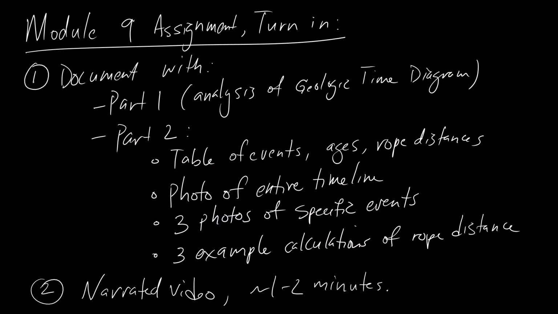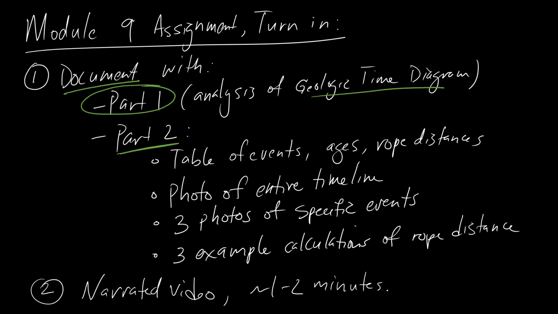Okay, let's just review what you need to turn in for this assignment. There are 2 things that you need to turn in. First of all, a document with Part 1. Part 1 was the analysis of the geologic time diagram, putting the order of events in the right order from oldest to youngest, and a little analysis of some of the geologic time principles. Part 2 is the new geologic time scale, the rope time scale, which we just created.